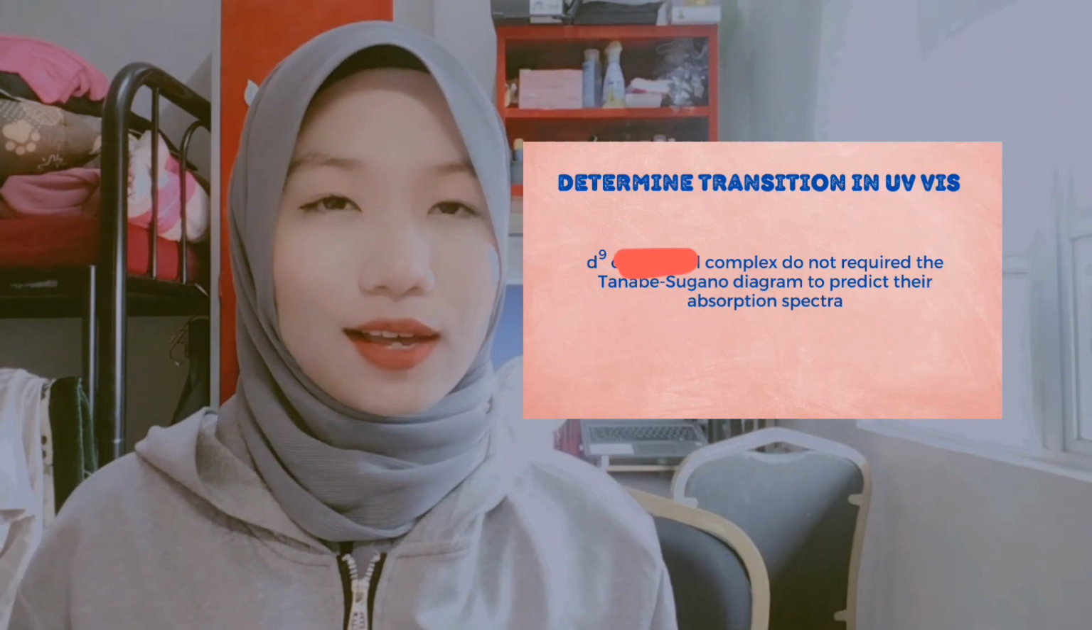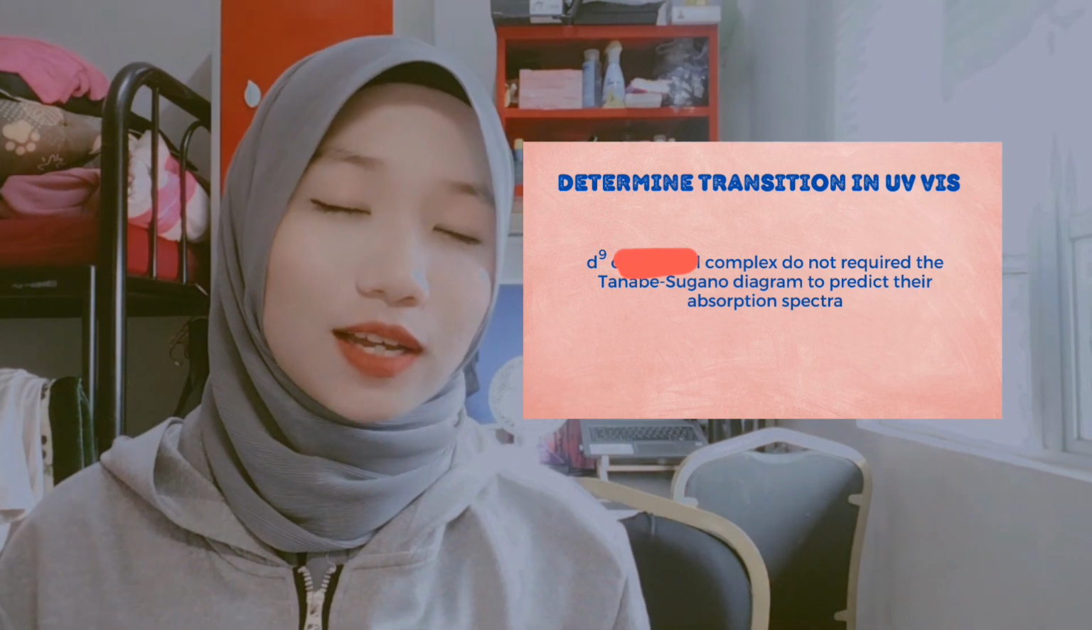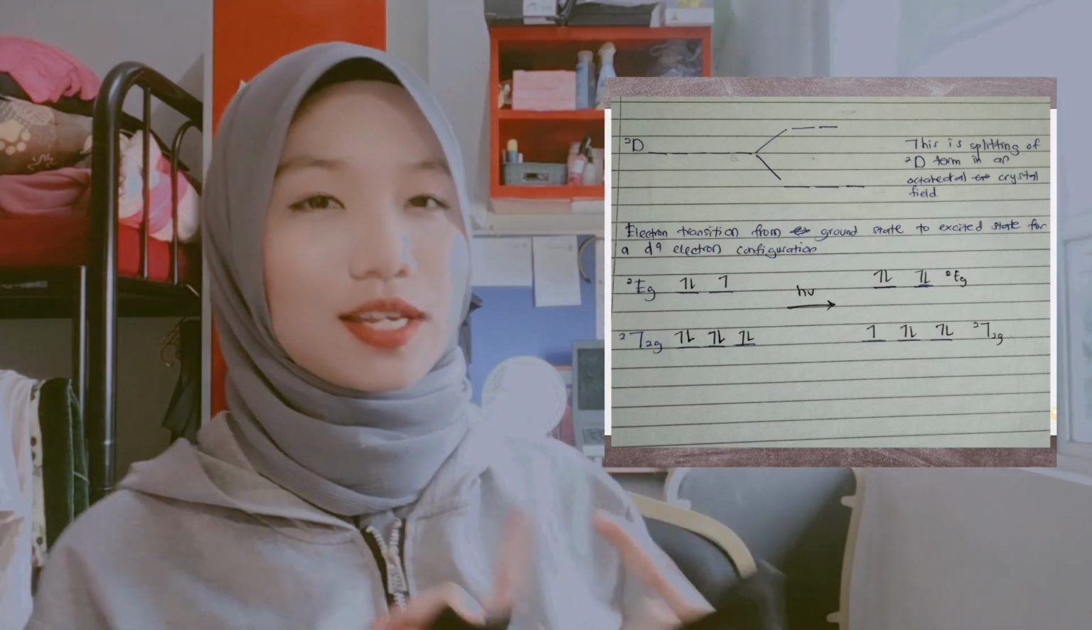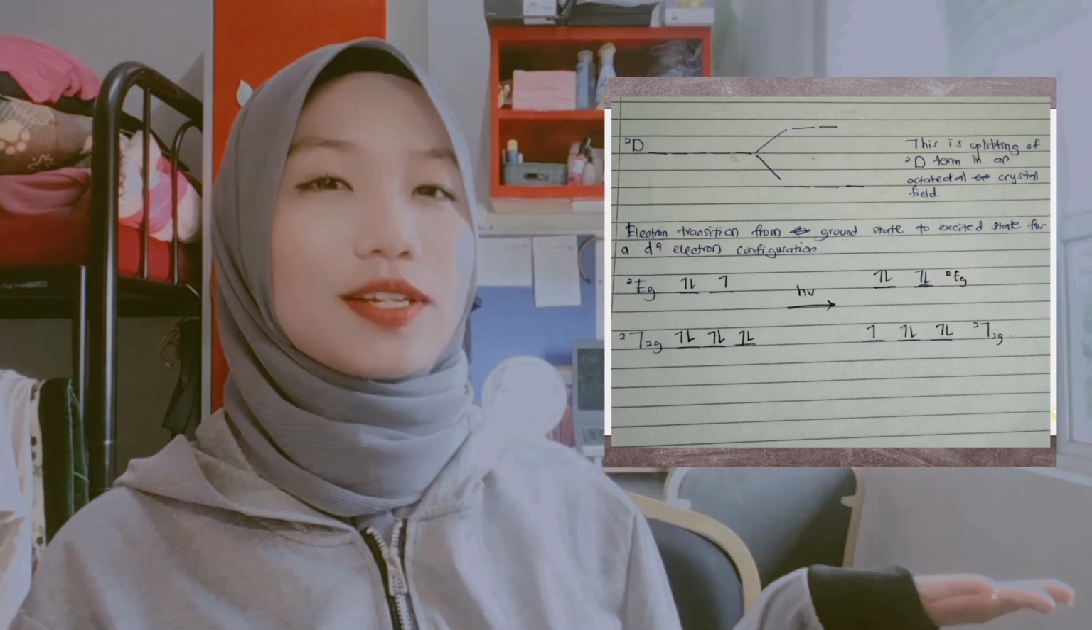Now we will move to the UV-Vis transition. As we know, my complex has a d9 orbital, so I don't actually need a Tanabe-Sugano diagram to predict the absorption spectra. We can see here I'm making 2 diagrams of crystal field splitting, and this shows the electron changing from the ground state to the excited state in the crystal field.